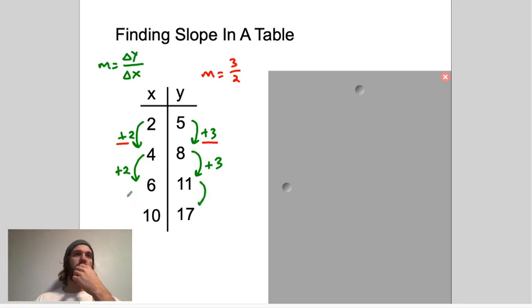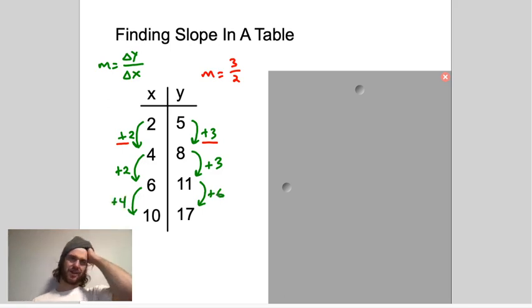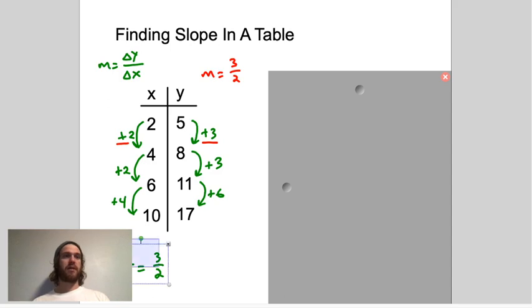But check down here, this one's a little funky. We went up 6, and over here we went up 4. Well, that's okay, because it turns out if you do change in y over change in x, the slope is still 6 over 4, which is equal to 3 over 2. And you cannot see that because of my big fat face.